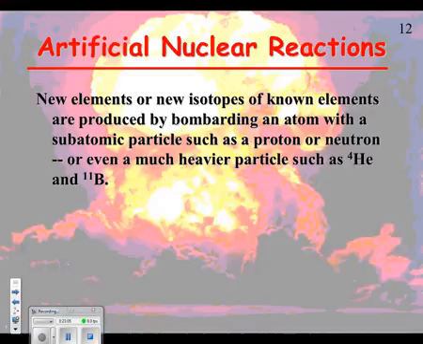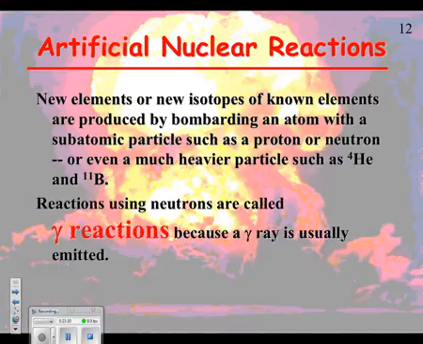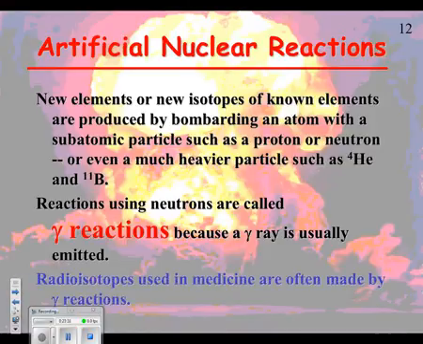So we can have a lot of different artificial reactions. If we go past number 92, which is uranium, everything past that point has been artificially made in a collider like the Hadron Collider, where we smash things together. Reactions using neutrons are usually called gamma reactions because usually we get a gamma ray off them too. So if we get a gamma ray, we get a very high energy ray that we have to worry about.